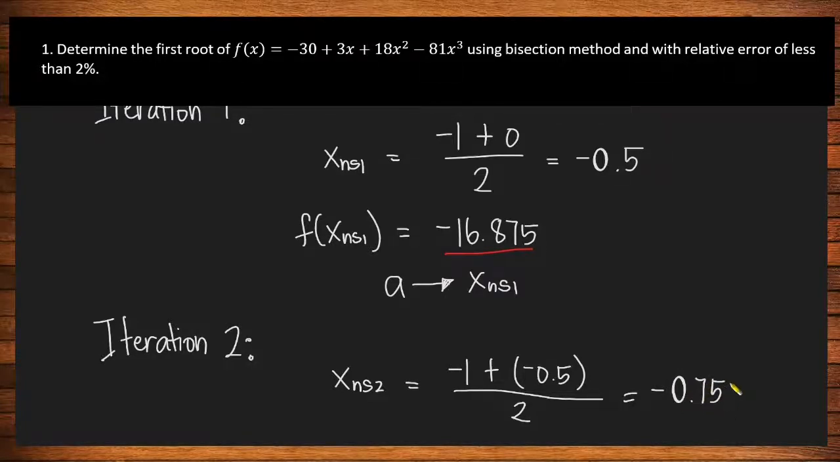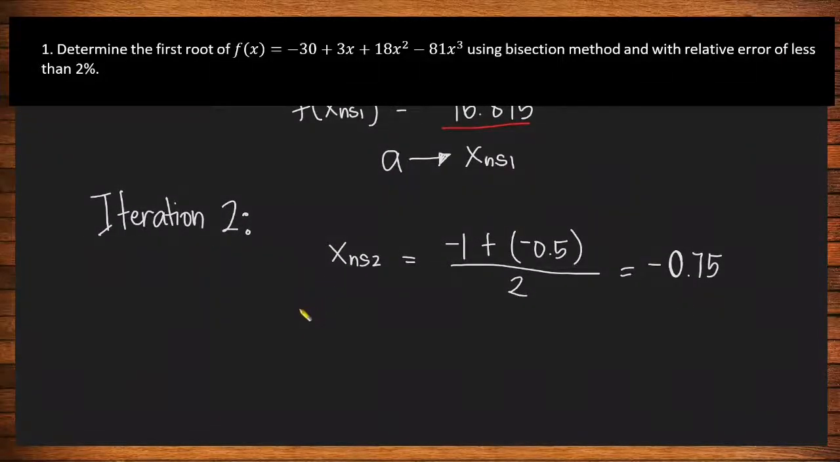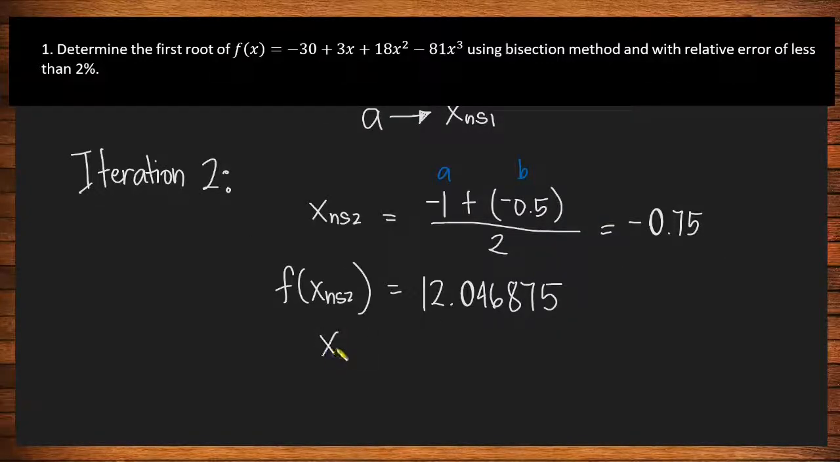And the next na gagawin natin is we will identify kung saang interval naman yung true solution natin. Again, is it between A and x_s2, or is it between x_s2 and B? So, in order to do that, again, check lang natin yung sign ng function natin at this point. So, the value of our function at x_s2 is equal to positive 12.046875. Again, yung number of significant figures dito, hindi naman importante kasi titingnan lang natin yung sign.